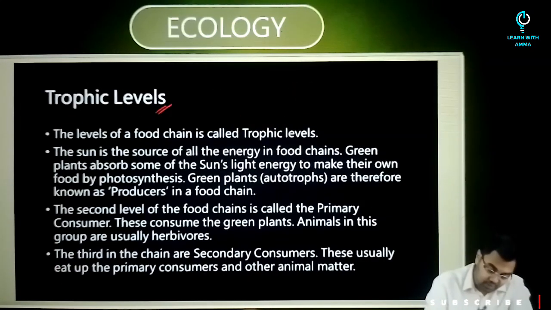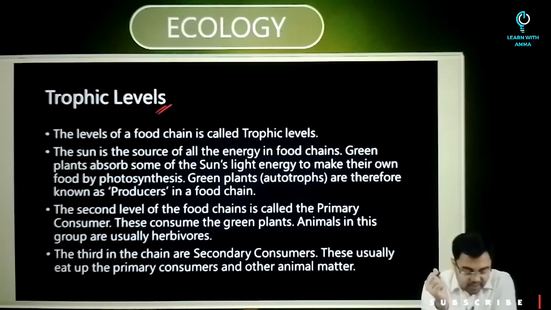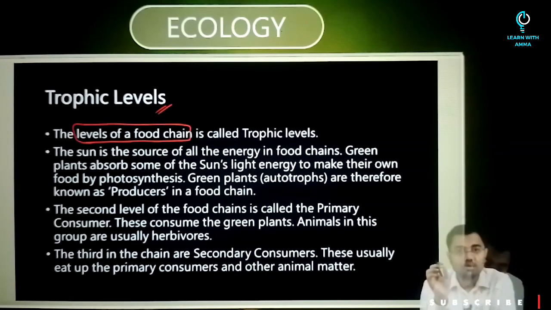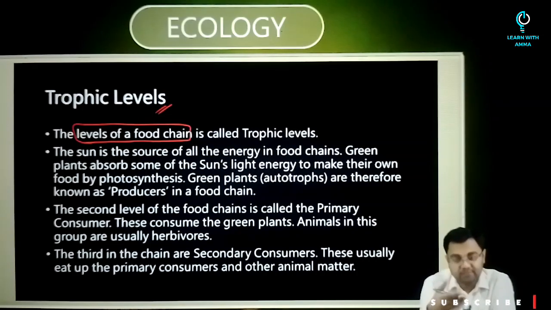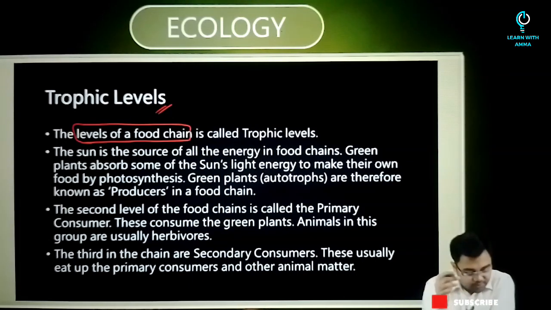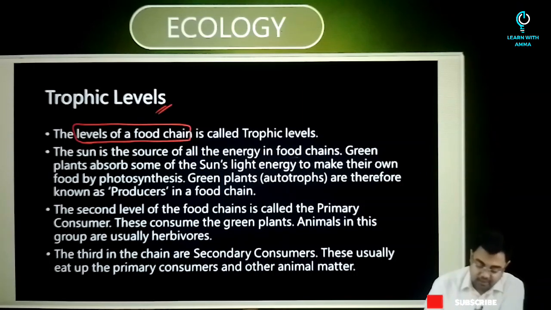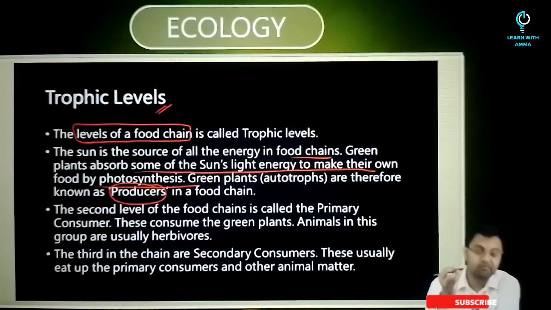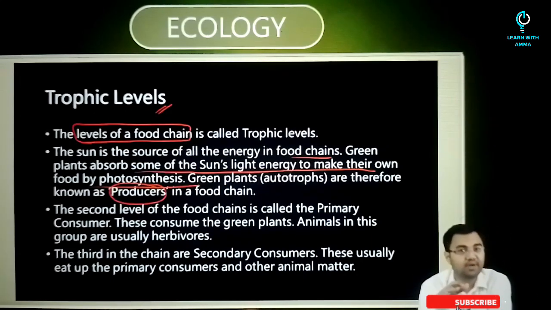So next, something that we have already discussed, trophic level. Trophic level is basically the levels of a food chain. The trophic level of an organism is the level that it holds in a given food chain, or you can say a food pyramid. We'll come to what a pyramid is. The sun is the source of all the energy in the food chain. Green plants absorb some of the sun's light energy to make their own food by photosynthesis, and that's why green plants or autotrophs are known as producers in the food chain. So something that we already discussed.